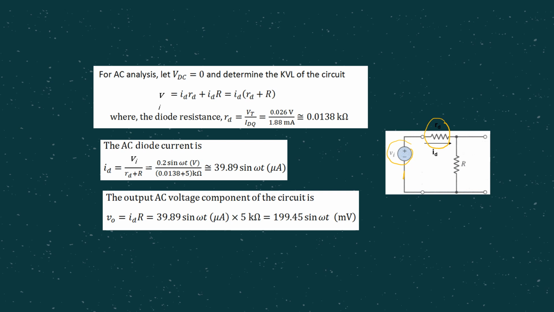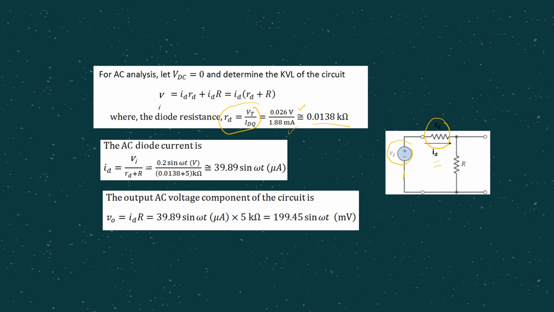And in this case RD equals VT over IDQ. VT is the thermal voltage, IDQ is the diode current coming from the DC component just now. Okay, so you substitute, you are supposed to get the RD value. Then the rest you just do accordingly, since we want to find the ID.